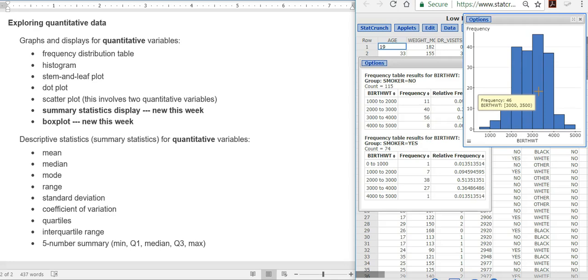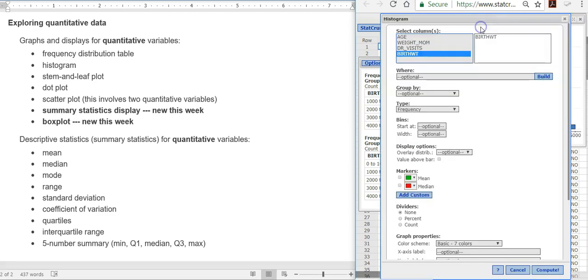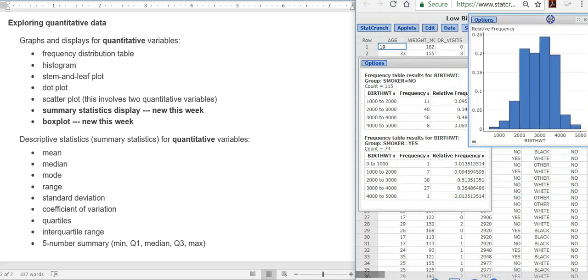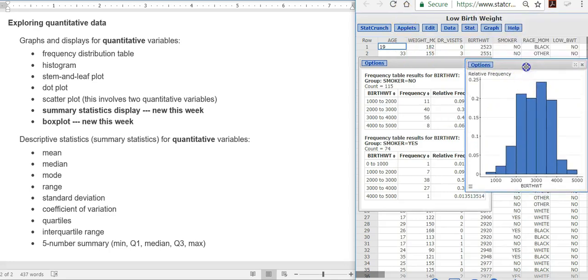Now, if I wanted to make it the same as I had in my frequency tables, I could go back and change that. But for right now, I'm going to leave it that way. But the other thing I am going to go back and change is I'm going to change this to a relative frequency instead of a frequency. That way it'll be easier to compare with my other two graphs that I'm going to create.